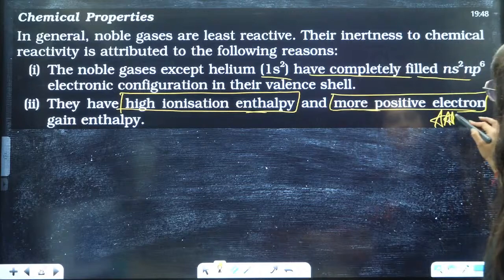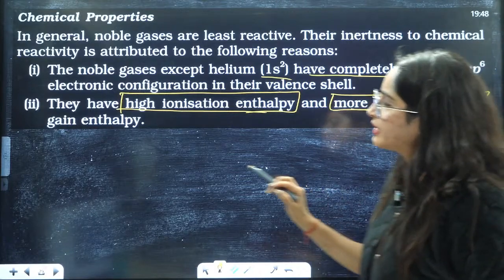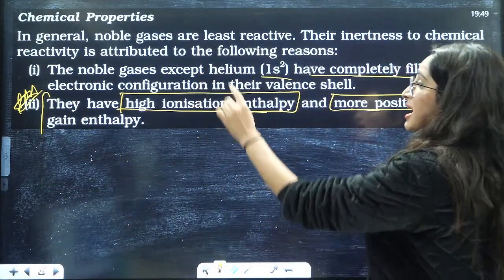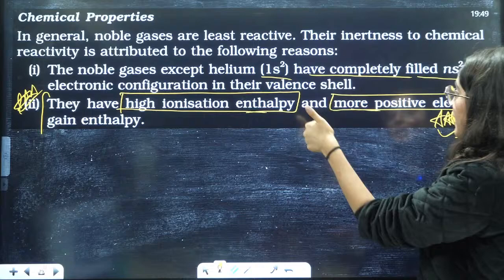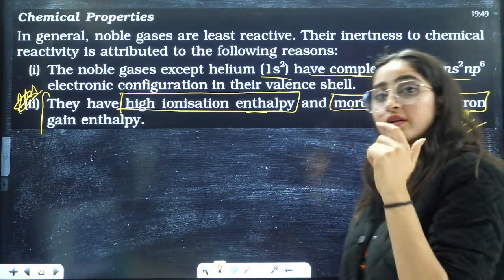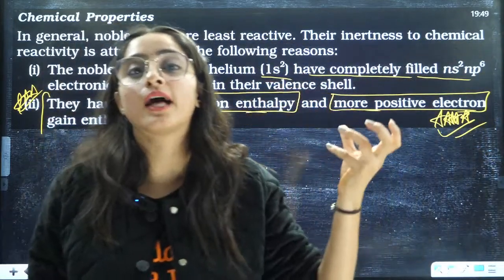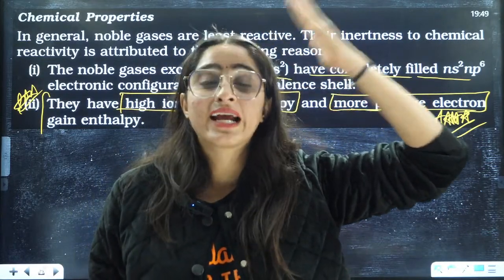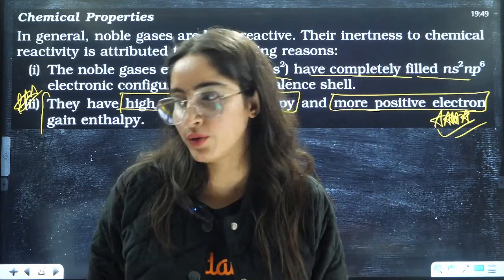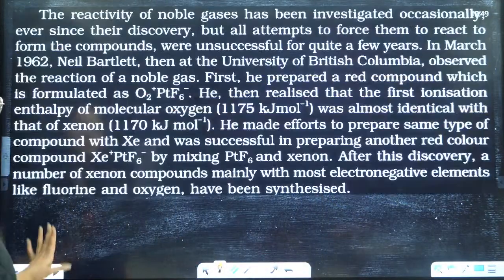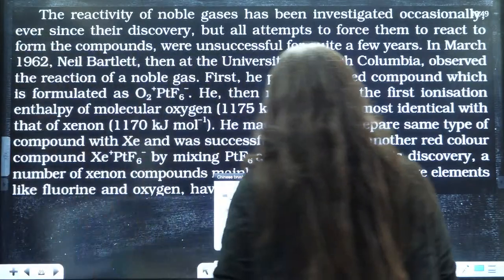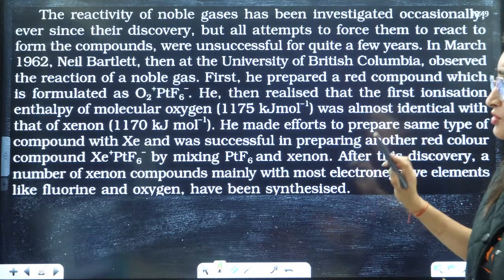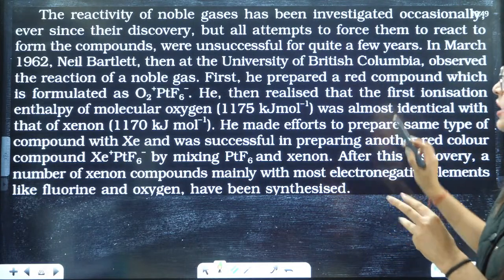This is very important, and this question has been asked so many times, and students usually mark it wrong, right? It has high ionization enthalpy, but more positive electron gain enthalpy. Students get confused with electron gain enthalpy only. No ma'am, it should be negative, it does not want to gain. Negative means it wants to gain the electron, okay? Understood?